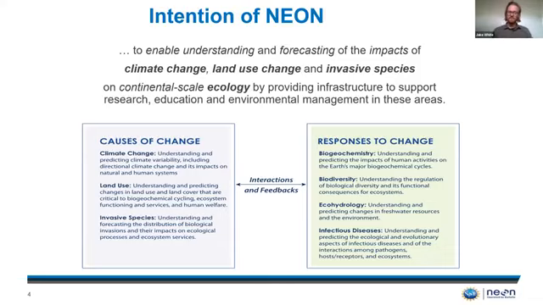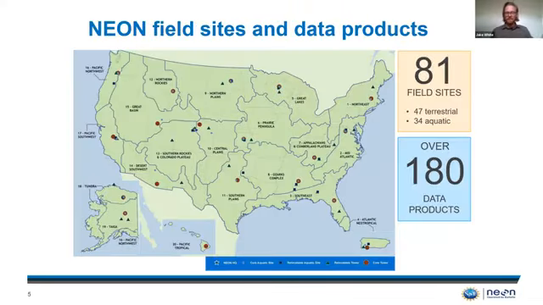That means basically everything except for Mexico and Canada. We have offices on the North Slope of Alaska, and we have field sites in Puerto Rico, and one in Hawaii, and Massachusetts, and Texas. So we're everywhere. We have 81 field sites: 47 terrestrial and 34 aquatic sites, which we'll get into a little bit later. And we're generating over 180 different data products from those sites. We're not going to talk about all the data products today, but we will get into a few of them.